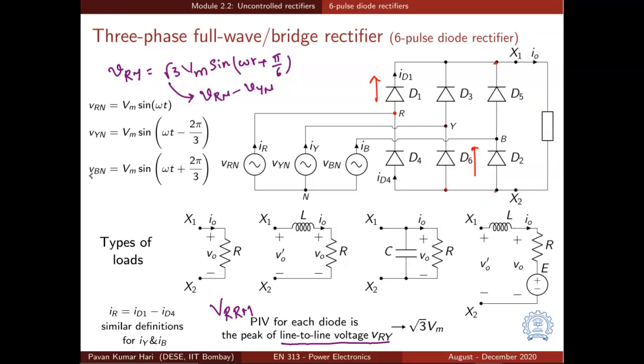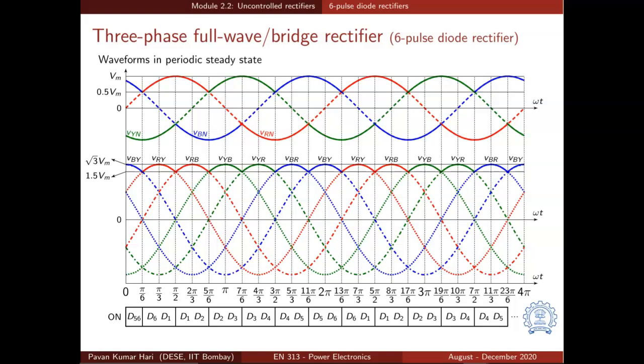What do we observe? The output voltage, that is the voltage across X1 and X2, will always be the line to line voltage. It means it is either VRY or VRB or VYB, VBR, VBY, all possible combinations of line to line voltage. That is the voltages among all these 3 points R, Y, B appear at X1 and X2. That is why we have shown all the possible combinations of line to line voltages plotted in the second set of plots in this figure.